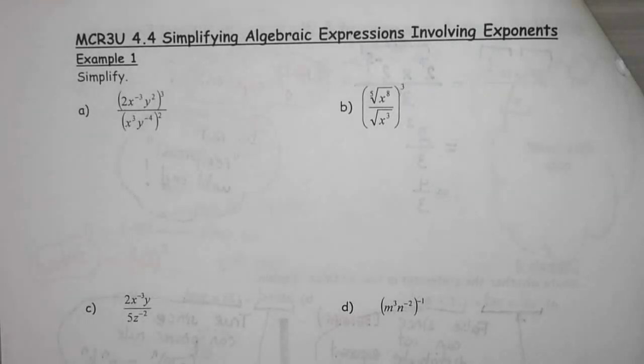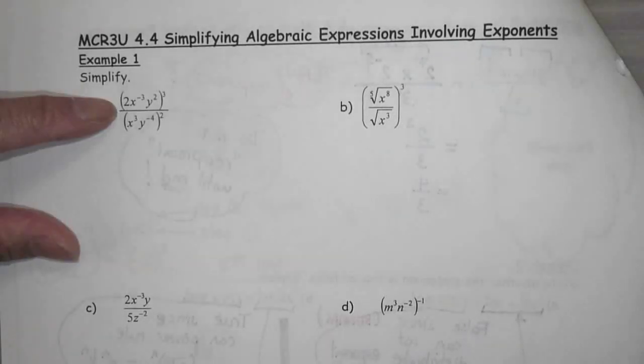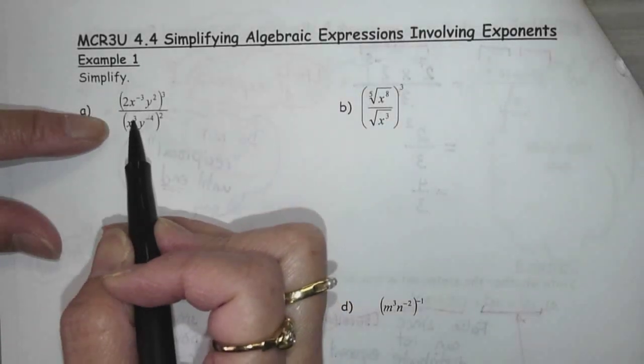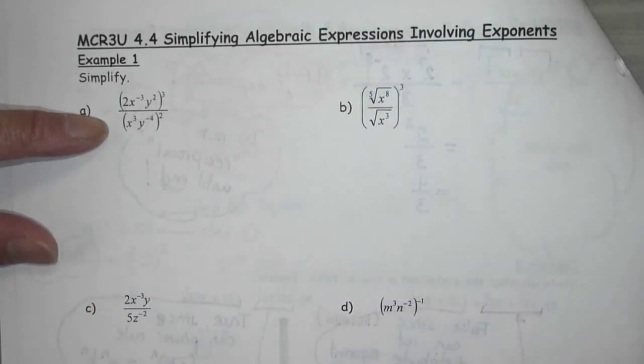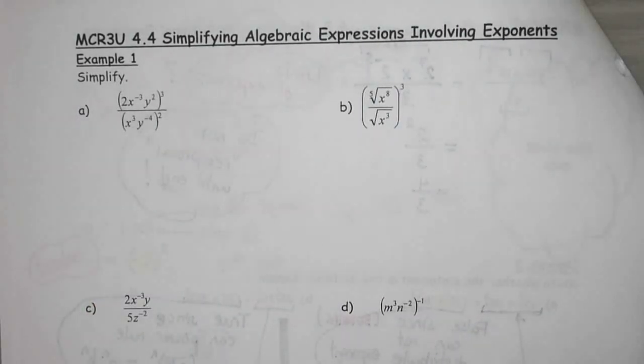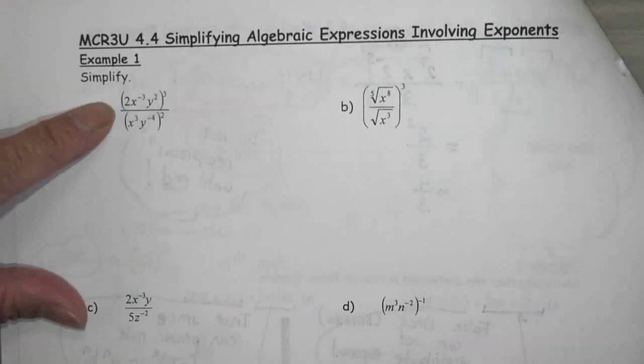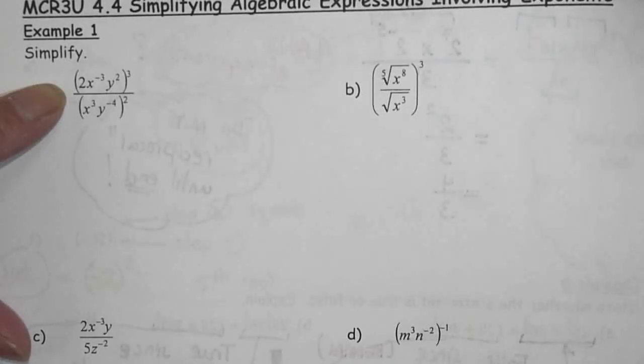What we have here is we have 2x to the negative 3, y squared all to the power of 3, and we have x to the power of 3, y to the negative 4 squared. My advice to you is, you don't have to do this, but please imagine that 2 has the exponent of what? What's the exponent of the 2? I'm going to zoom in again. 1. It has its own exponent.